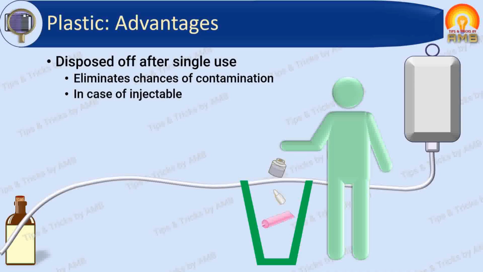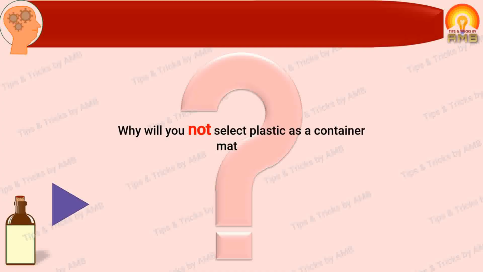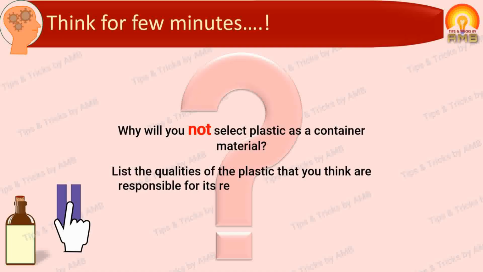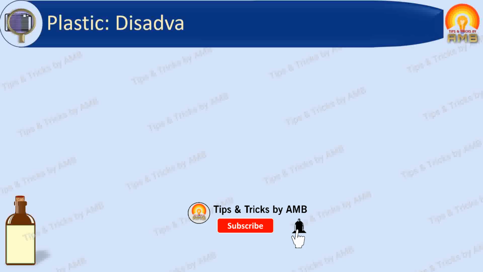Before moving further, let me ask you a question. Why will you not select plastic as a container material? Now pause the video, think for a few minutes as per the perspectives we discussed at the start of the video, and list the qualities of plastic that you think are responsible for its rejection as a packaging or container material. After listing, play the video. You will get these qualities as disadvantages of plastic.